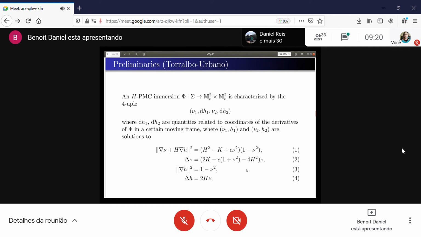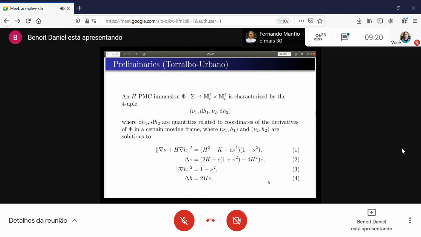But this set of solutions is also related to CMC isometric immersions. Here I have two pairs actually, nu1 dH1 and nu2 dH2. It is two pairs of solutions to this. But if I just take one pair of solution, nu1 dH1 for example, then it turns out that this set of equations is a set of compatibility equations for a CMC isometric immersion.